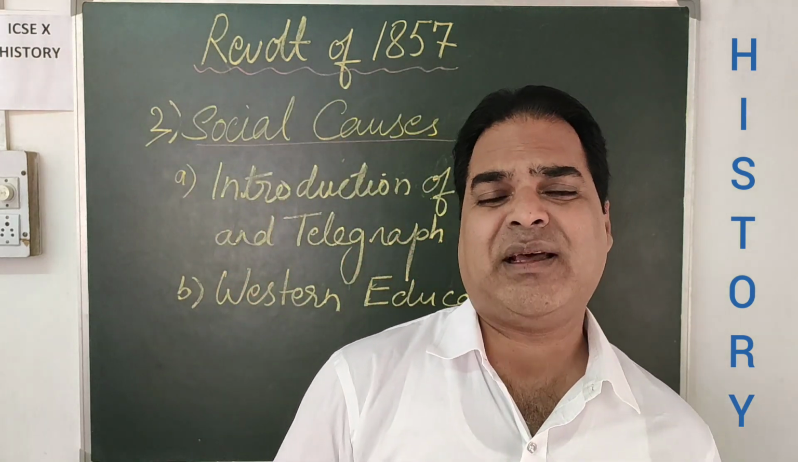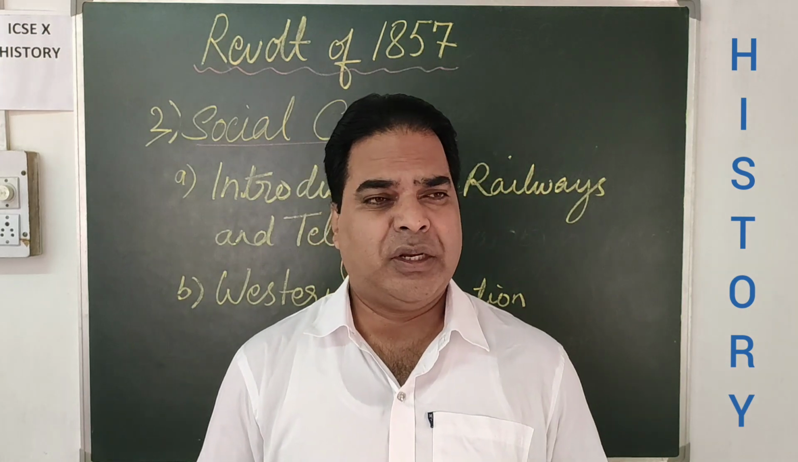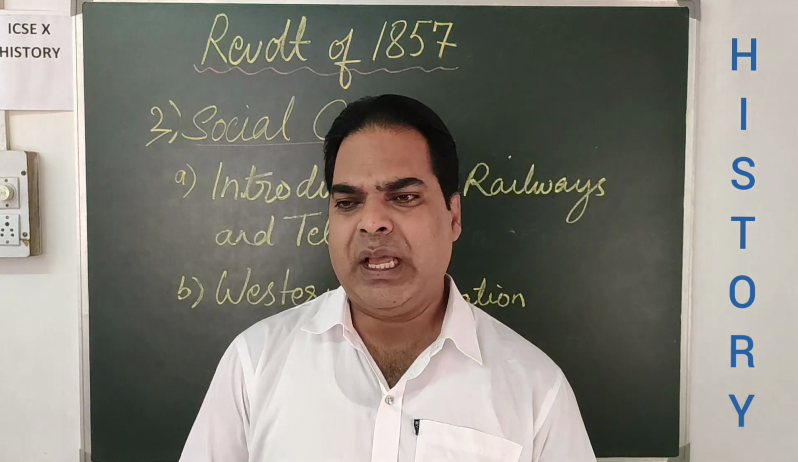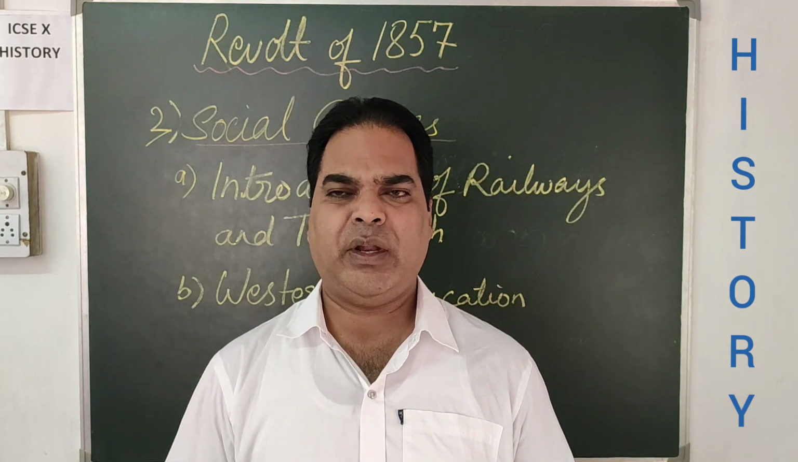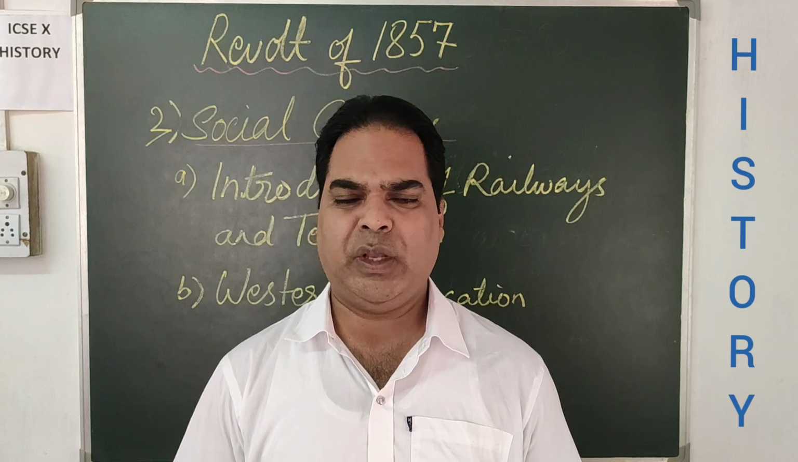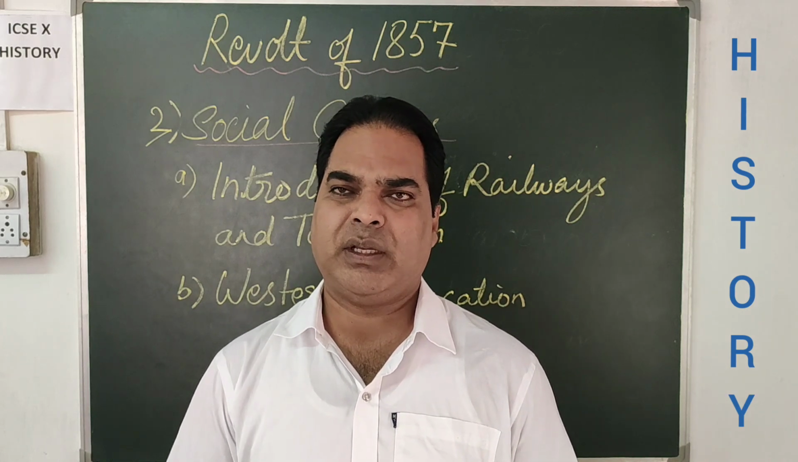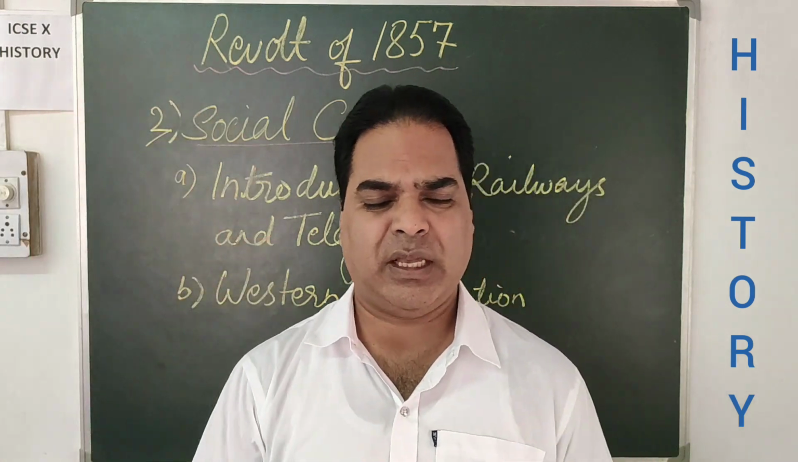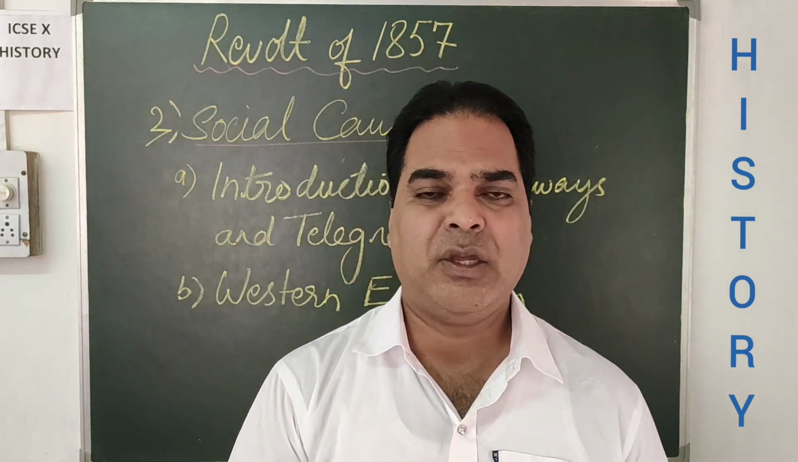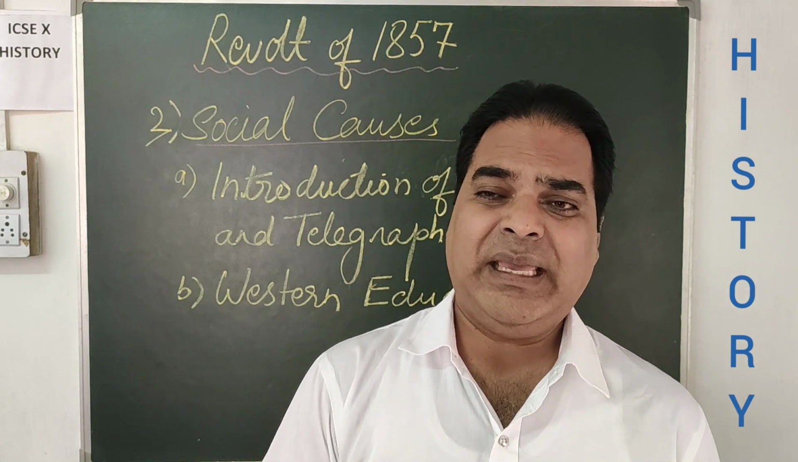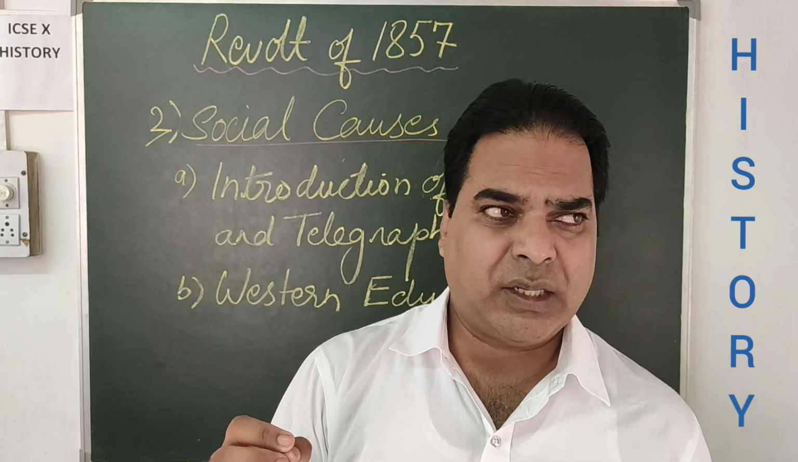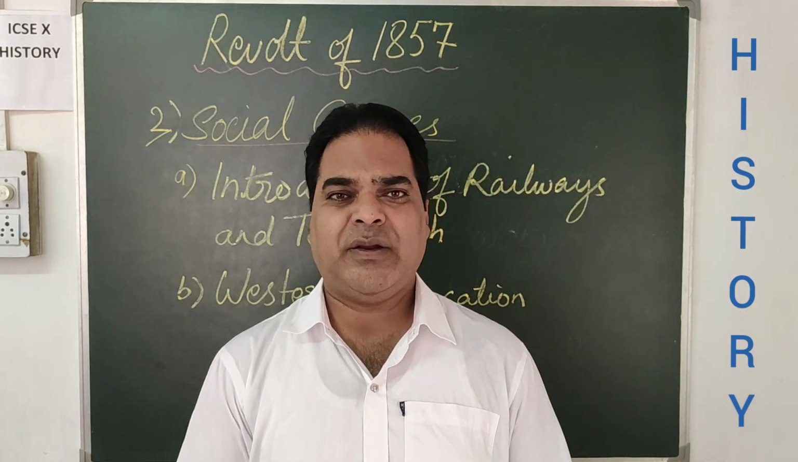Now, they thought that the Britishers were trying to disrupt the caste system of the Indians. How is it so? Because in a railway, when you travel from one place to another, you travel in the same compartment, where people belonging to high caste and people belonging to lower caste can also travel together. So they thought that the Britishers were trying to forcefully disrupt our caste system by introducing railways, making the people travel in the same compartment.